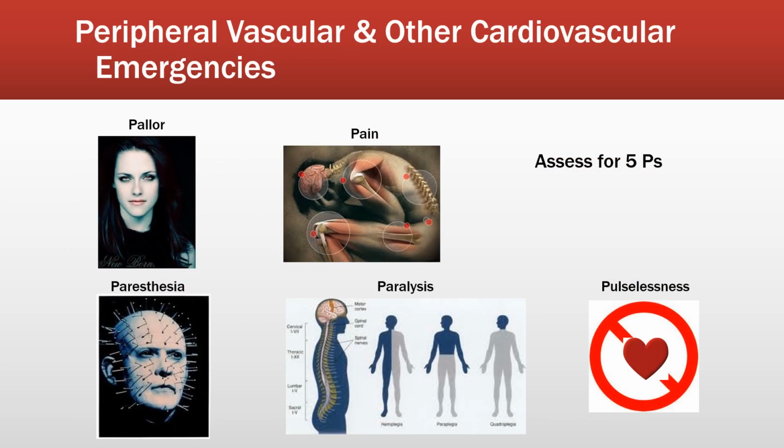You must remember the 5 P's for peripheral vascular disorders. Those 5 P's are pallor, paresthesia, or those pins and needles sensations, pain, paralysis, not being able to move those extremities, and pulselessness. Radial pulses, posterior tibial pulses, dorsal pulses, those things. Pallor, paresthesia, pain, paralysis, and pulselessness.